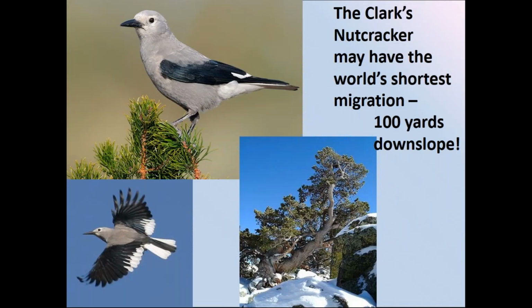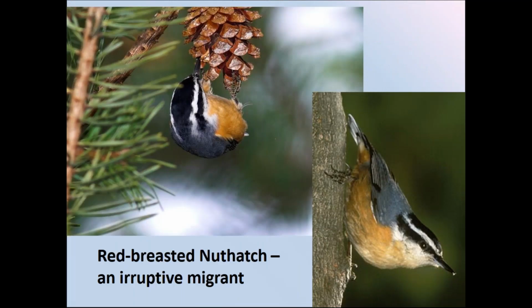And the bird with probably the shortest migration of all is the Clark's nutcracker, about 100 yards. Doesn't venture too far down the slope. And usually you have to go above 6,000 feet to see this bird. Again, the top of the Palm Springs Tramway and the peak, which is almost close to 11,000 feet, is a good place to see Clark's nutcracker.